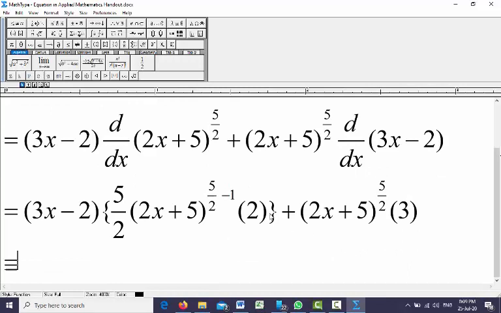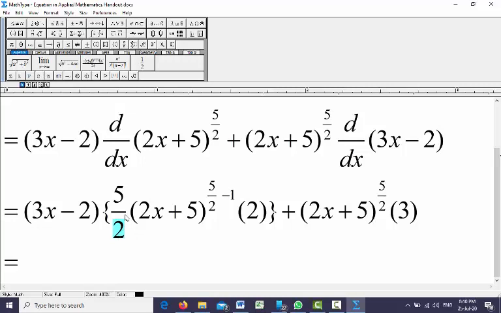Now pay attention here. All of these items are in multiplication, so what we can do is multiply this 5 by 2 with this 2. Here you can see in the denominator we have a 2, in the numerator we have a 2. So both of these 2 can cancel each other out.